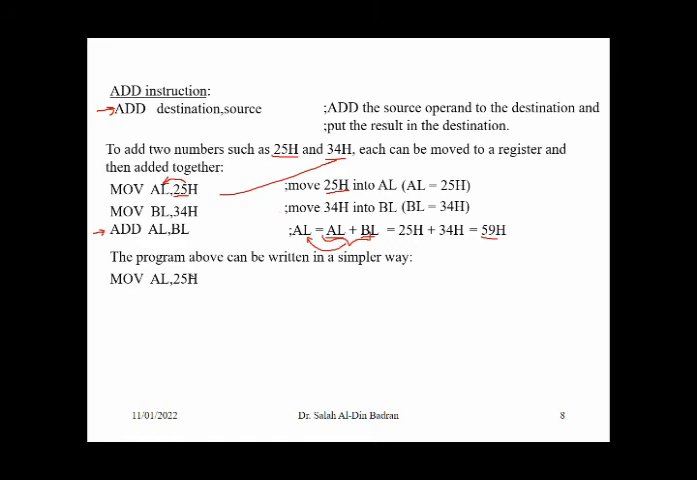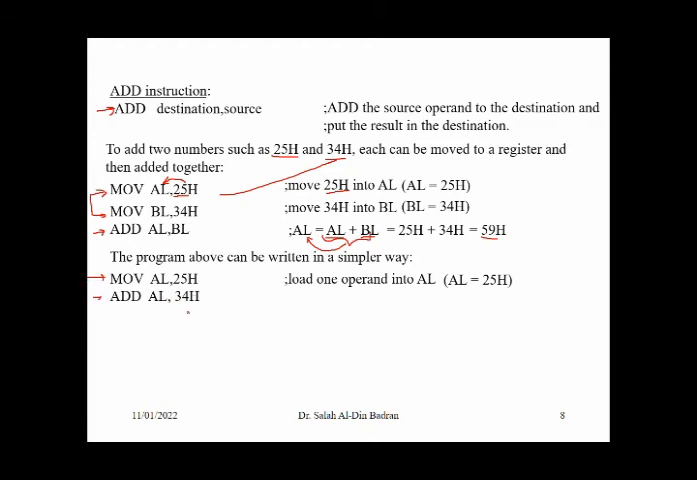We moved 25 to AL, copied it to AL, we loaded it, then we use this instruction. Instead of using two move instructions, we can use only one. See, the first one we loaded this number, any of them, 24 or 34, to AL, then in the source operand, you write the other number, okay, to add both numbers together using this.